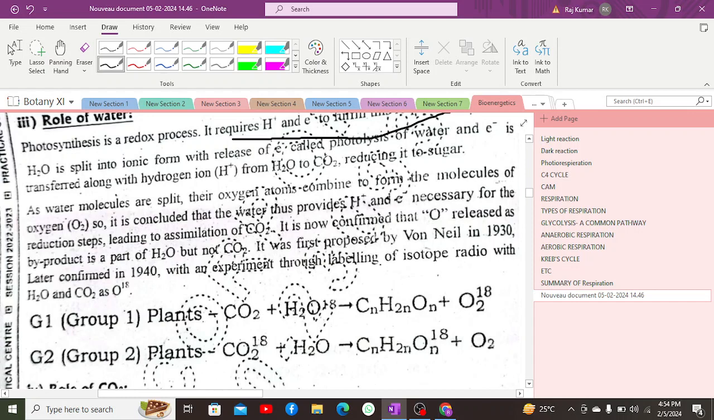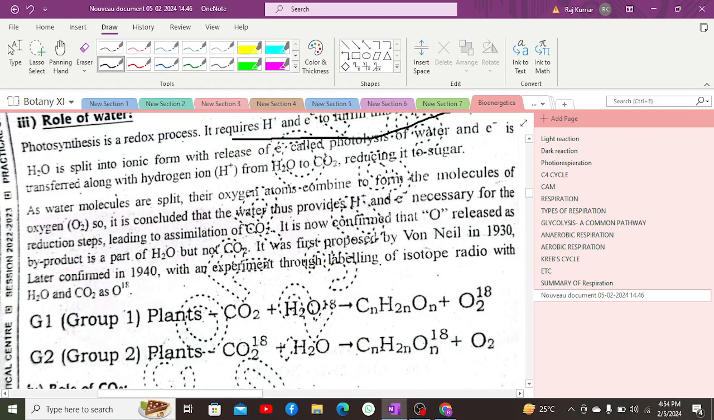Here, this is a first step in which we know that carbon dioxide is involved in formation of glucose, but when it comes to the role of water, there is confusion as to where the water goes in the reaction, because the hydrogen is utilized in formation of glucose, but is the oxygen utilized to form glucose, or is it utilized to form oxygen? So it was a confusion at that time.